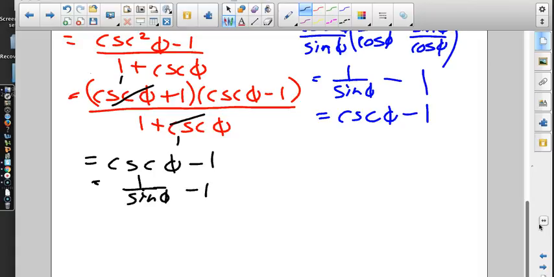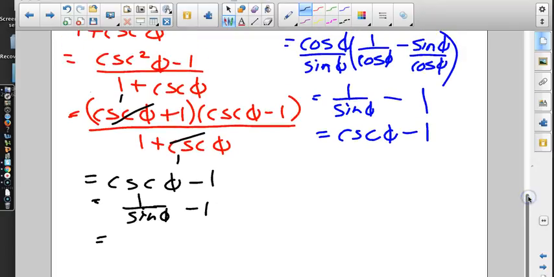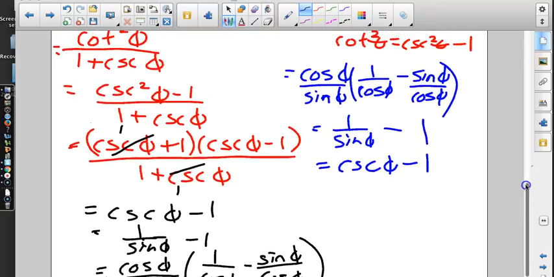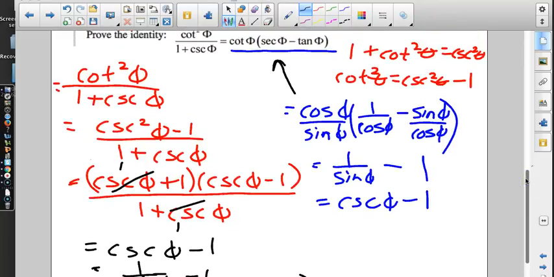And here comes the step we just would not have thought of. And that would be, I don't want it to lose the window here, but cosine of phi over sine of phi times 1 over cosine of phi minus sine of phi over cosine of phi. It's too big a leap. And we just wouldn't have thought, let's do all this in terms of cosine and sine and get everything together. And then that led us back to that. All right.